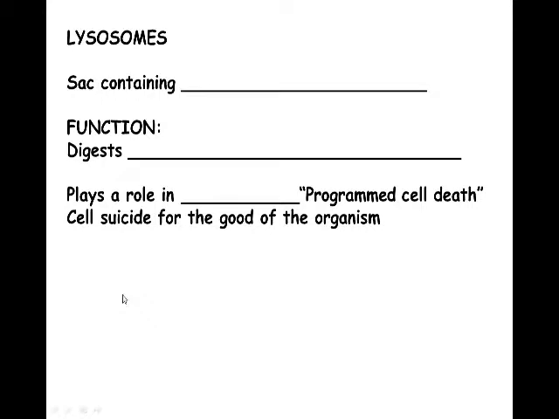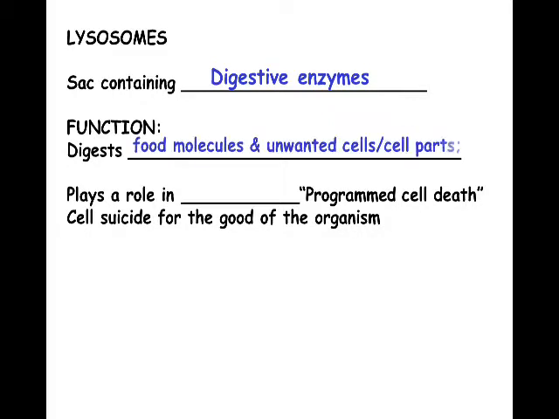So let's put some functions down for lysosomes. They're sacs containing digestive enzymes in very acidic conditions. Think about what would be in your stomach to break down food molecules. We have acid in there, hydrochloric acid, and there are digestive enzymes that help break down those food molecules in your stomach. The function of the lysosomes is to digest anything that the cell does not want. Could be a food molecule, unwanted cell parts, broken mitochondria, for example, other kinds of cells, viruses inside cells.